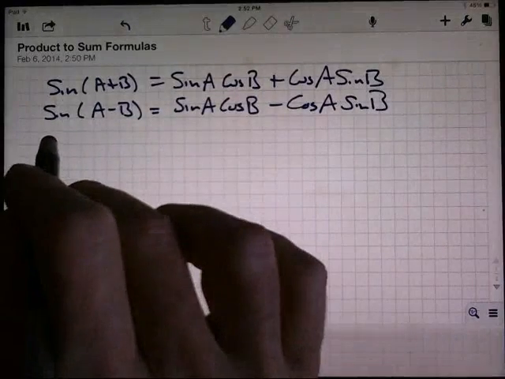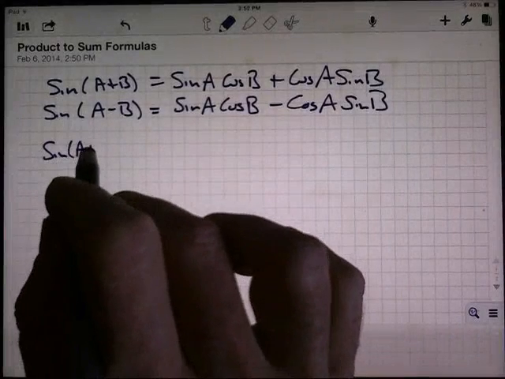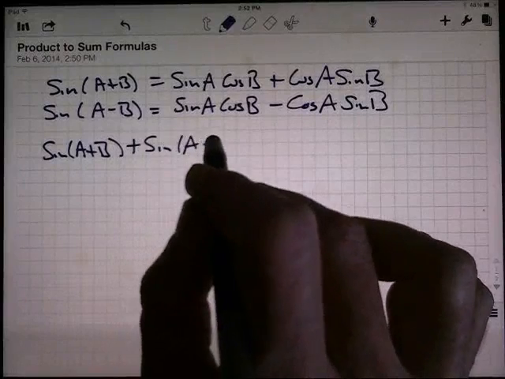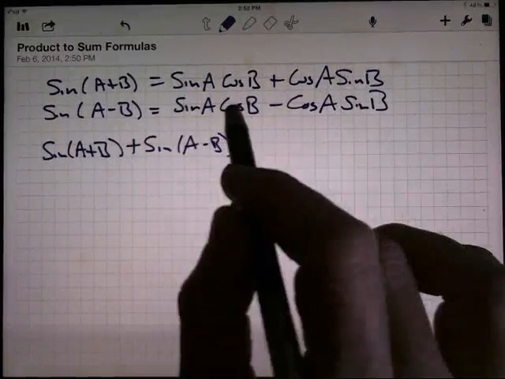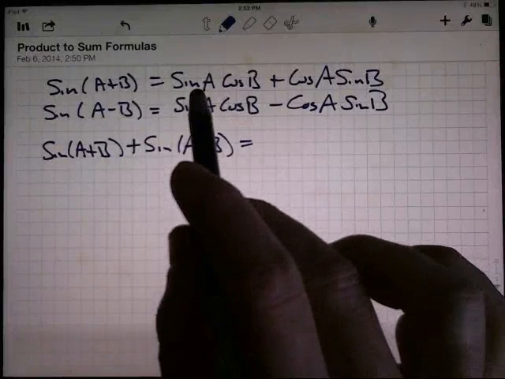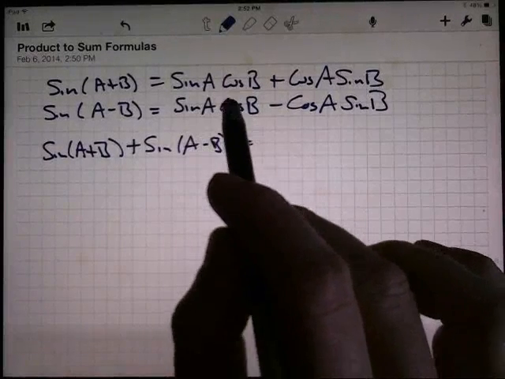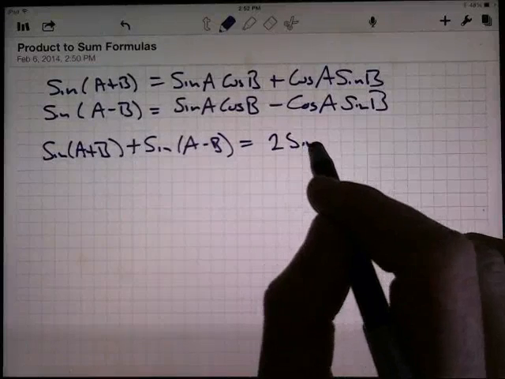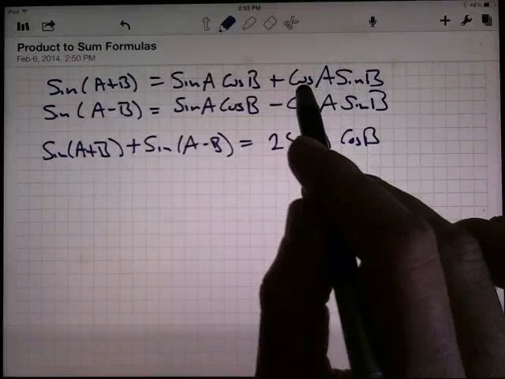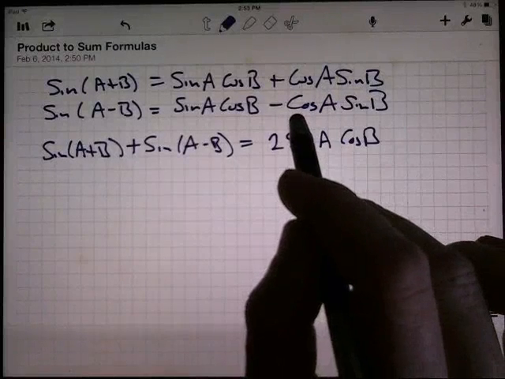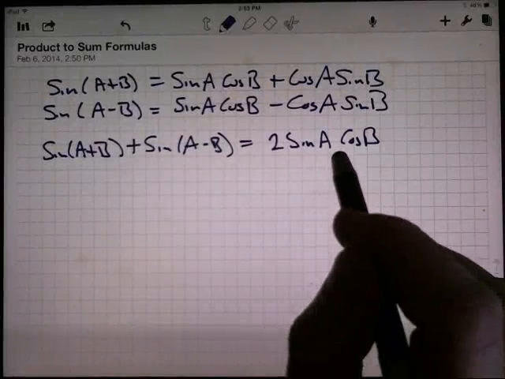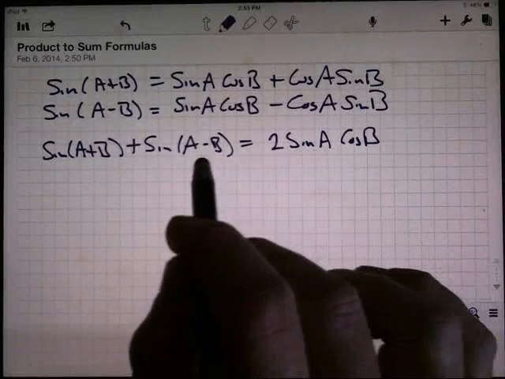So if I add these two, I've got the sine of a plus b plus the sine of a minus b. And on this side, when I add all of this stuff to all of that stuff, I'm going to have a sine a cos b and a sine a cos b added together. That would be 2 sine a cos b. And I've got a plus cosine a sine b added to a negative cosine a sine b. So those two go away. And I now have this thing here.